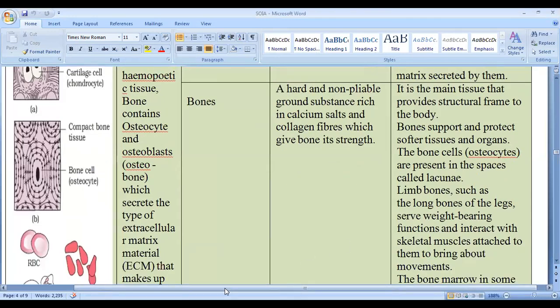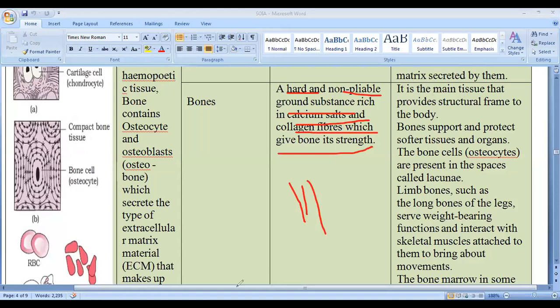Bone is highly ossified. Why ossified? They have hydroxyapatite, a salt-like substance. Here is a hard, non-pliable ground substance rich in calcium salts and collagen fibers, which gives bone its tensile strength. In ossification, calcium salts are formed, and this component known as hydroxyapatite provides rigidity to bone.